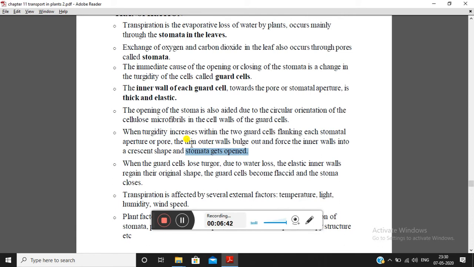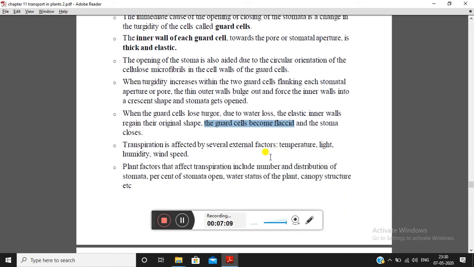Now when these guard cells lose turgidity, as a result they lose water, and due to the loss of water the elastic inner walls regain their original shape. As a result, the guard cells become flaccid, the opening of the stomata once again gets closed, and the exchange of gases also stops.